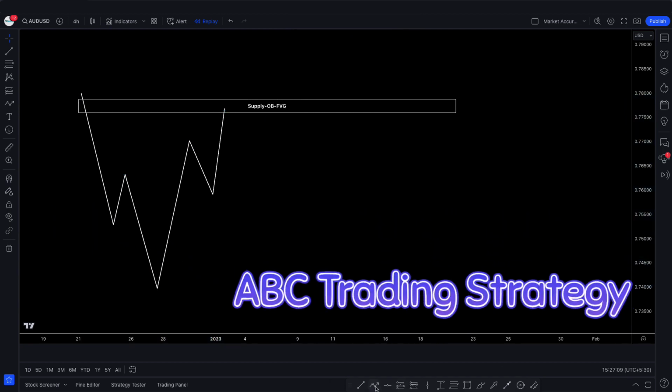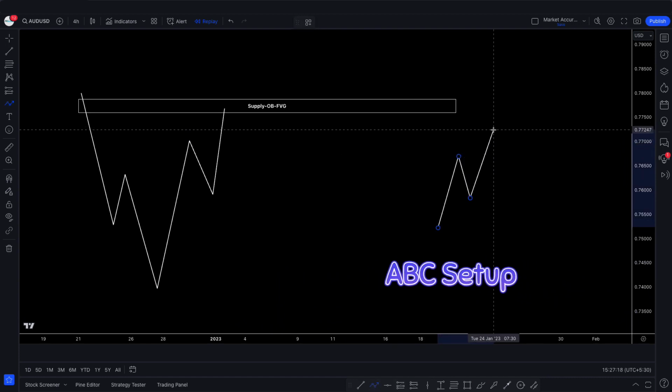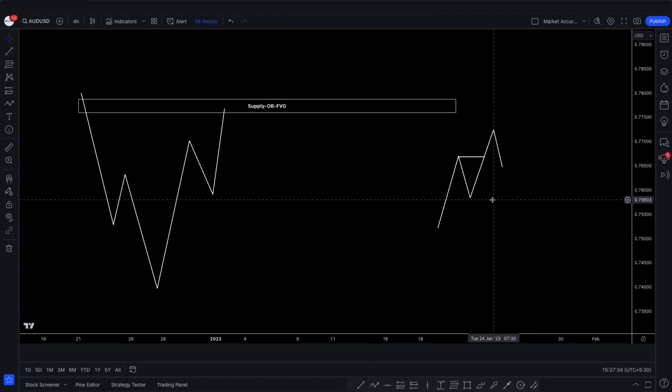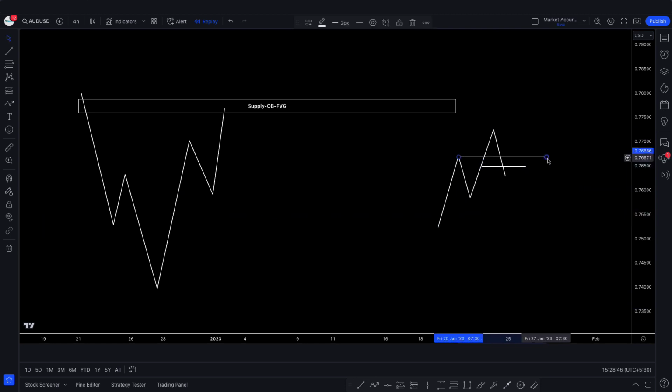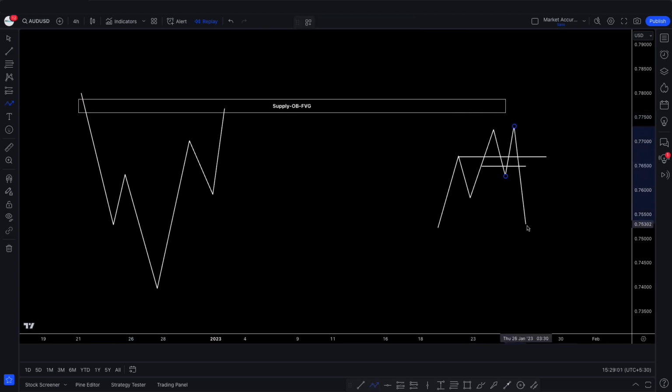Usually in an ABC trading strategy, what we would do is look for an ABC setup like this. It will look something like this. We have an A leg, B leg and C leg. We then wait for a market structure shift below this line, and then we would take our entry from this fair value gap, extreme fair value gap, and boom.